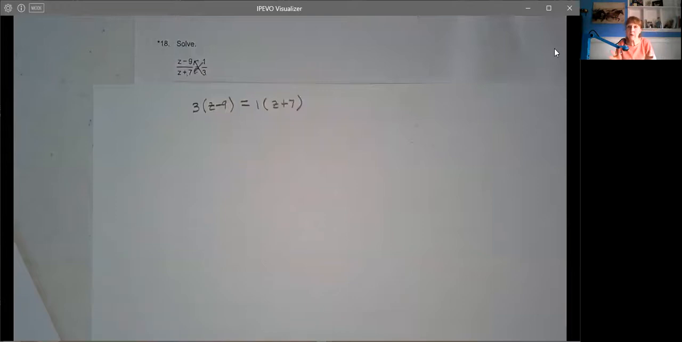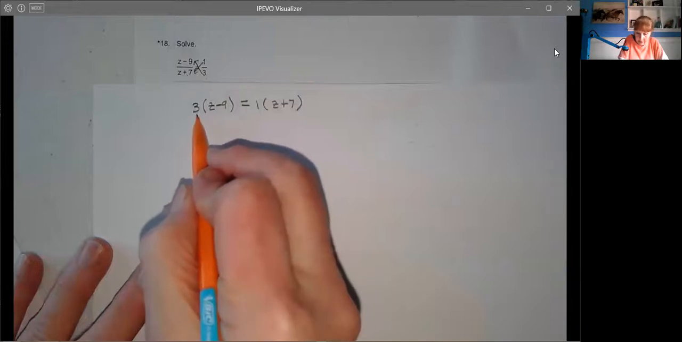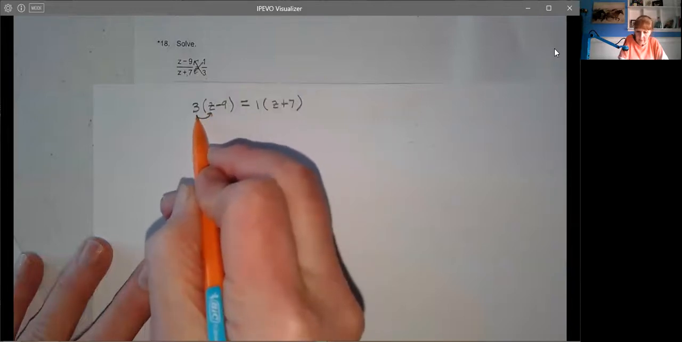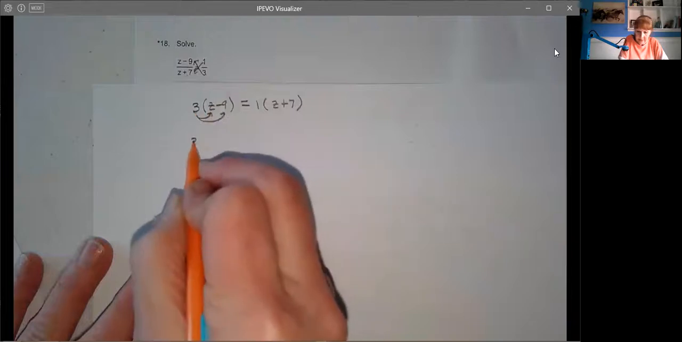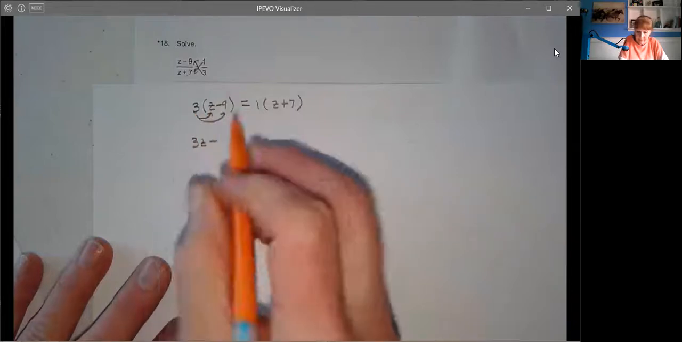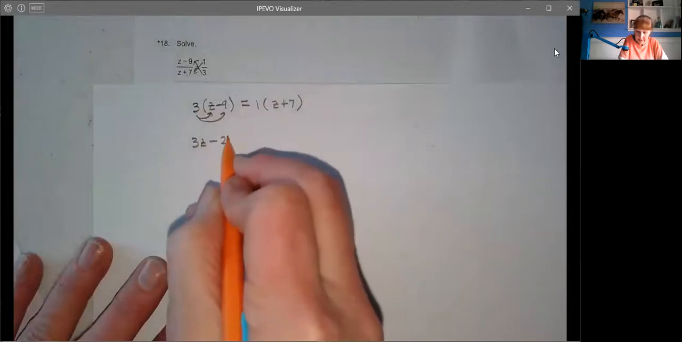And now you solve it. And we've looked at these before in a previous section. So to solve this, you use the distributive property. 3 times z is 3z. 3 times a negative 9 is a negative 27.